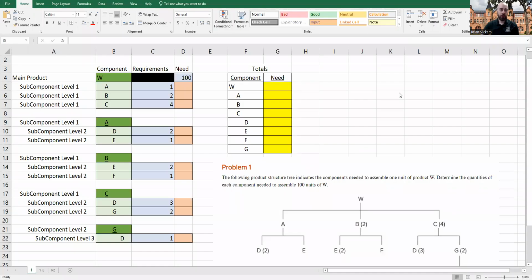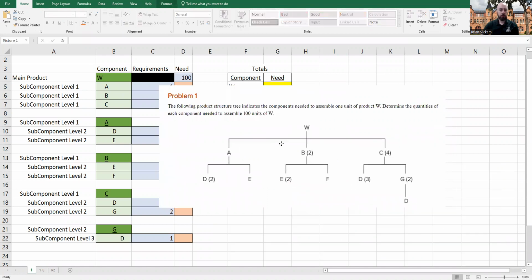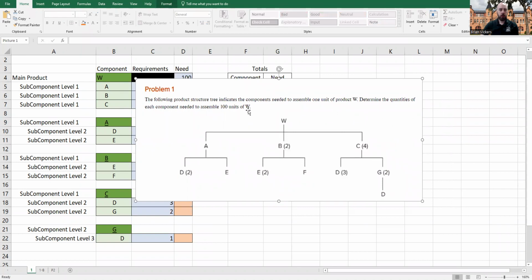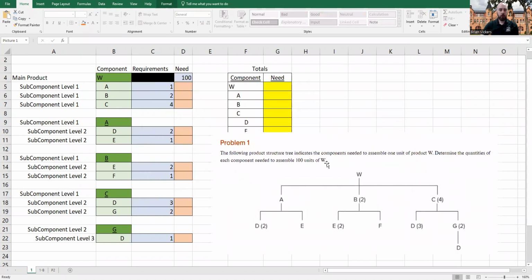All right, hi everyone. Welcome to the solved problems video for chapter 13. What I'm going to do in this video is problem 1 from the textbook, and then I'm going to rework a variation of problem 1.